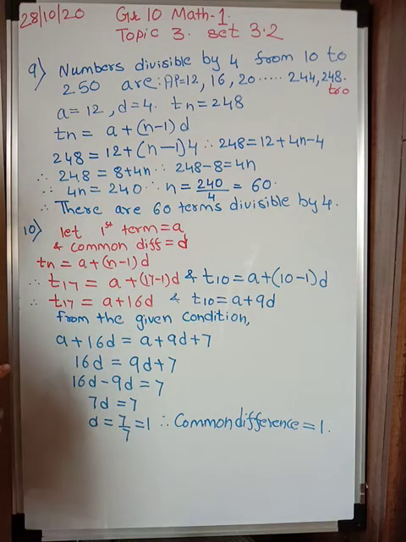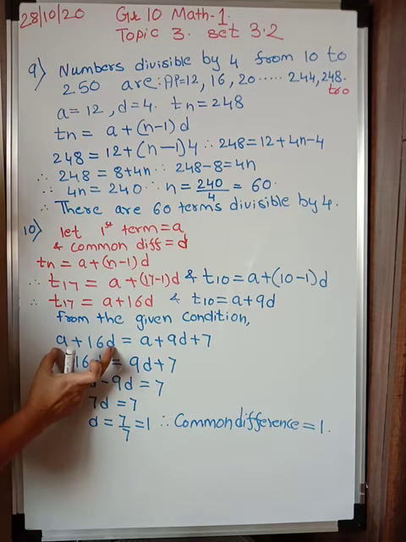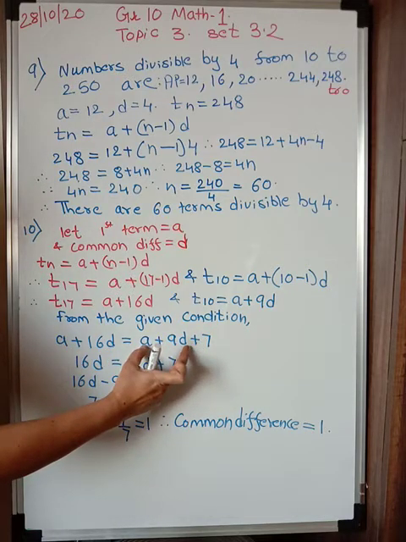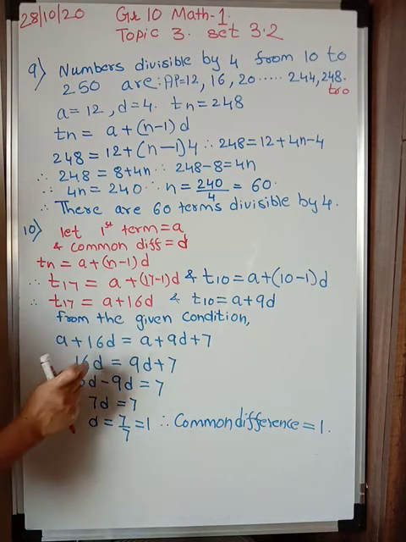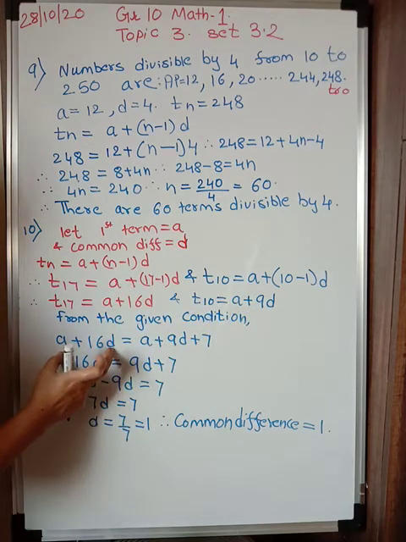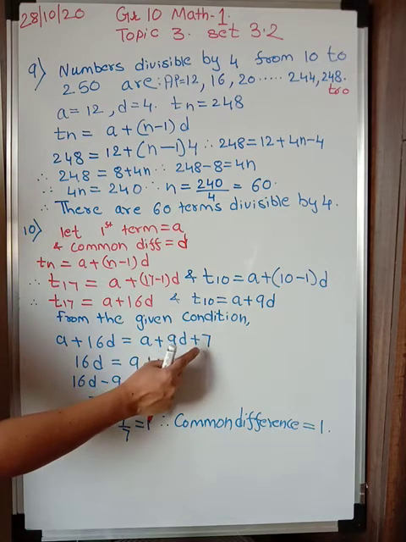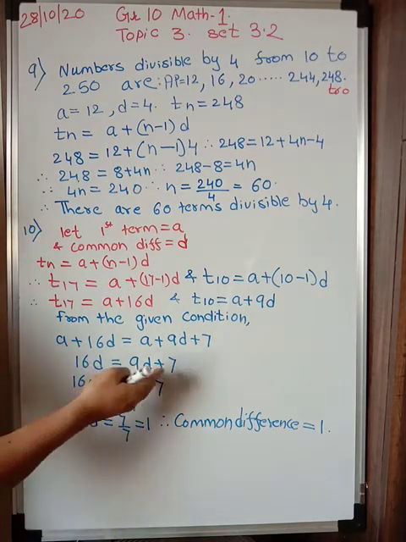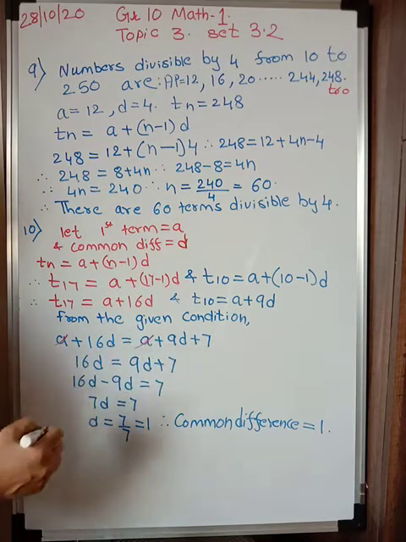Now what is the condition given? The 17th term is 7 more than the 10th term. So the 17th term, A plus 16D, is equal to the 10th term, A plus 9D, and this is 7 more. So I am adding plus 7 to the 10th term. Alright. Now just solve. A gets cancelled from both the sides.